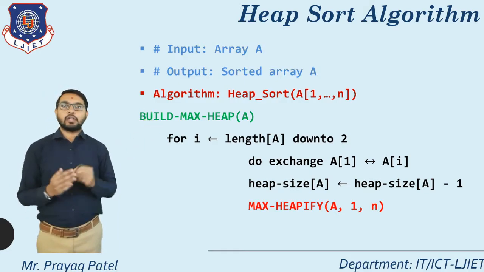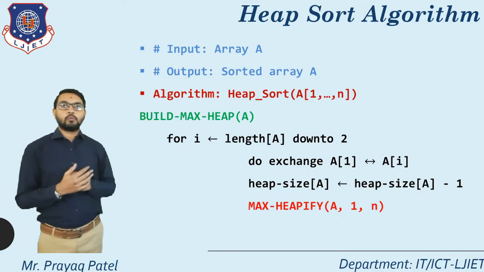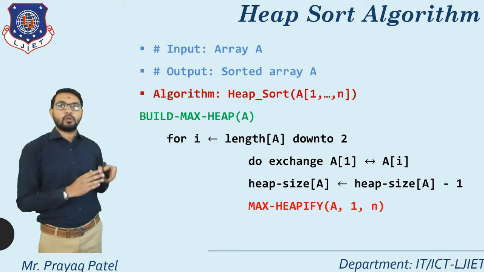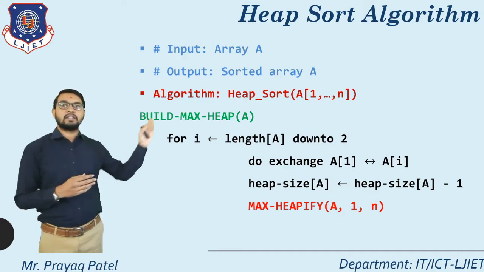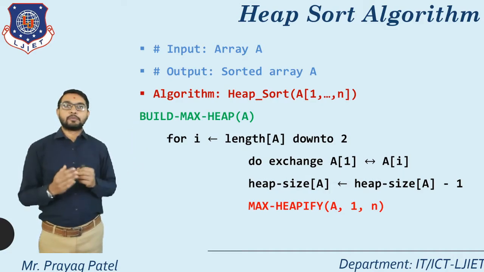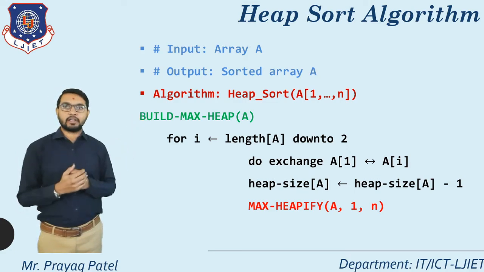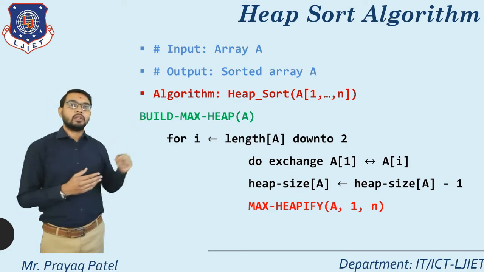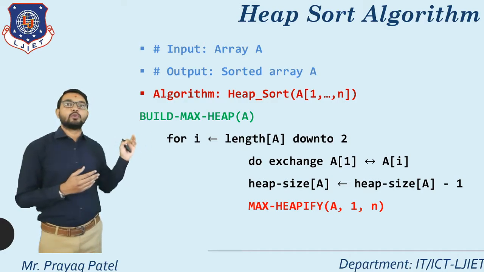First, input array A means you have to give one array as input. Output means sorted array A. You require one array as an input, then sort this array using the heap sort algorithm, and the resultant array is considered as the output. Now consider the next, the name of the algorithm, HeapSort(A[1..N]). So here, HeapSort is the name of the algorithm. Now A is the argument, array A from 1 to N.